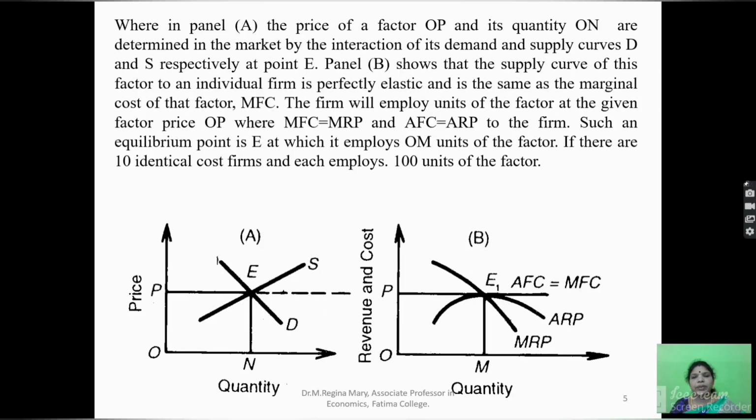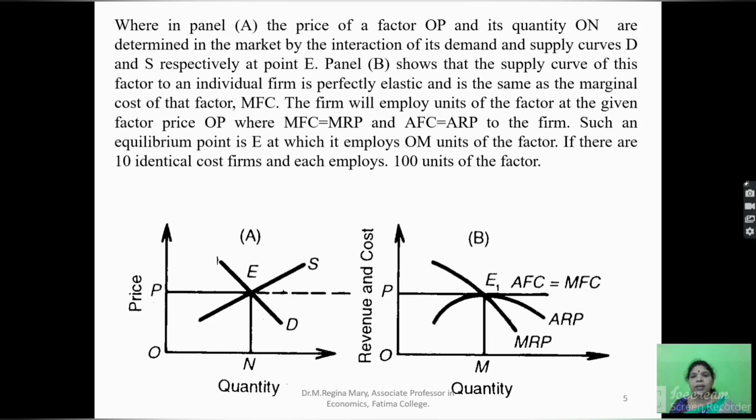Next, we are going to discuss factor market equilibrium. Diagram A represents market equilibrium. D curve represents demand for factors of production in the market. S curve represents the supply of factors of production in the market. Both intersect each other at point E. ON quantity of factors of production are employed at the OP price level.